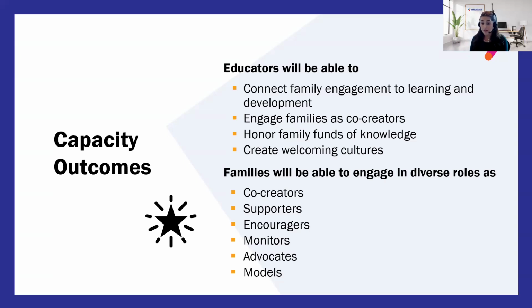And families as models, families serve as role models for their children. They are going to be the ones who are demonstrating behaviors and attitudes and values that will last with their children for a lifetime. So this is sort of the outcomes that you want from an effective family engagement program. This is what you want to see from educators. This is what you want to see from families if the program is going successfully.